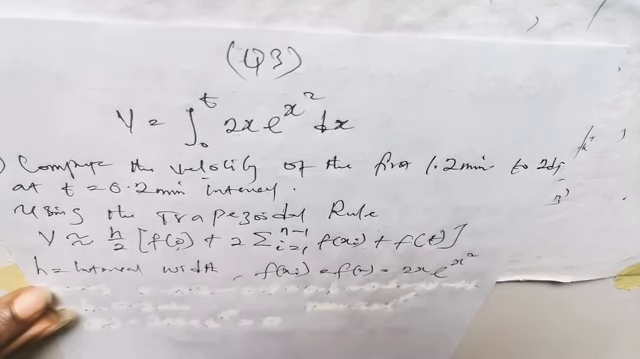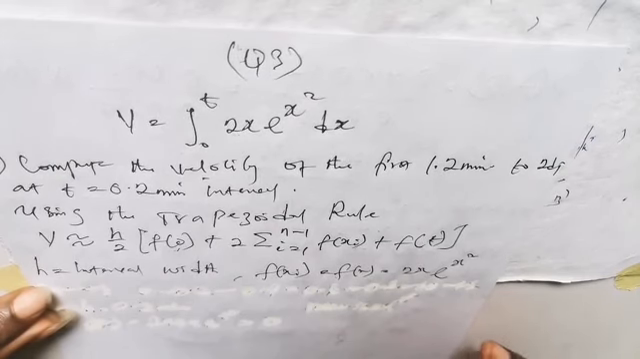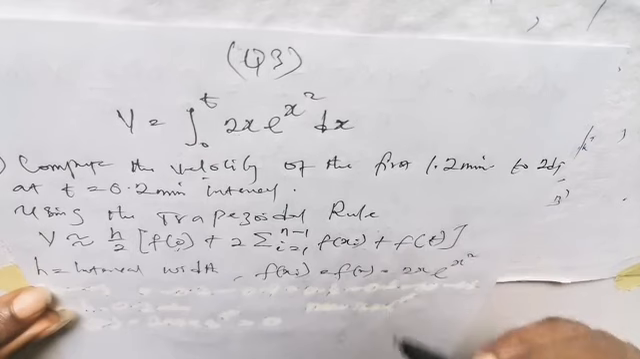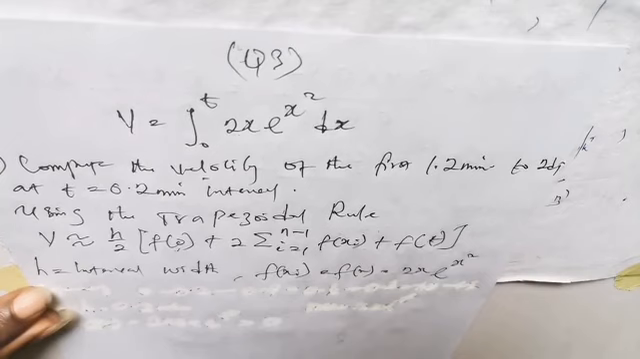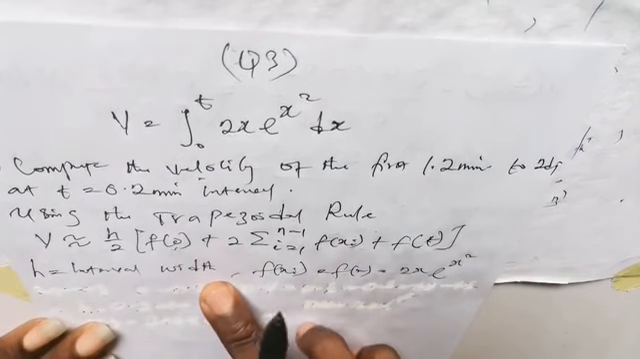Now, from the question, the condition was given that we should find the velocity for the first 1.2 minutes to two decimal places at t equals 0.2 minutes interval. So the interval was given to us as 0.2 minutes, for the first 1.2 minutes. Which means this becomes the upper limit, the highest limit, 1.2 minutes. Then our interval should range from what? 0.2 being the interval. The value of h here stands for what is called the interval width, and it was already given to us in the question.